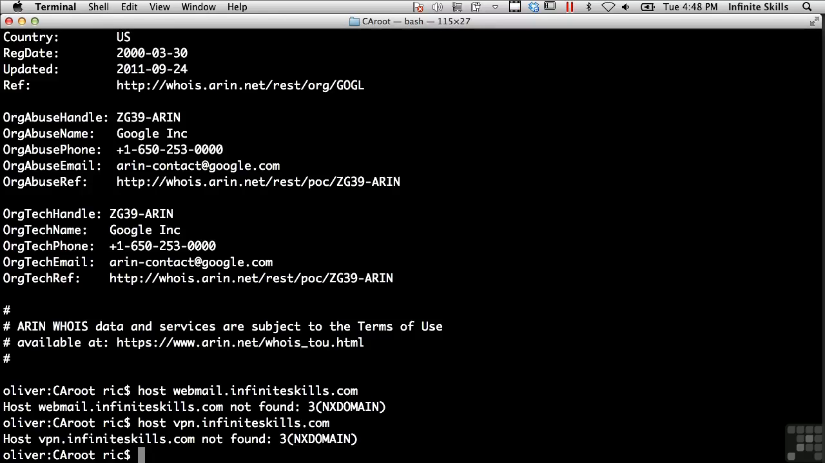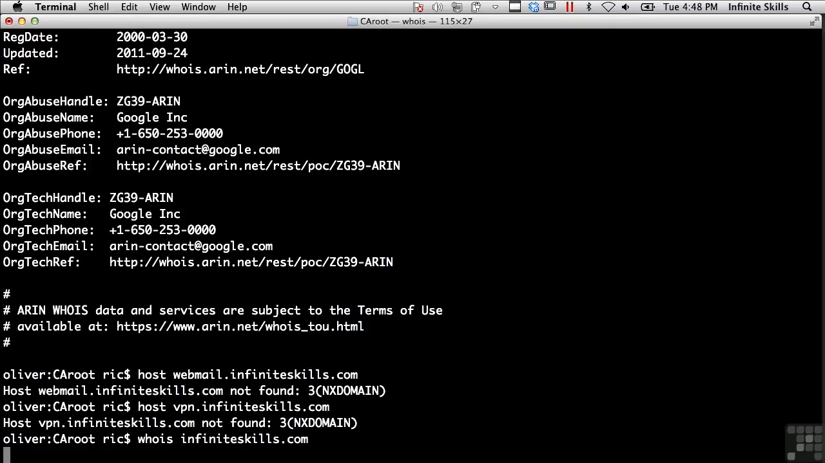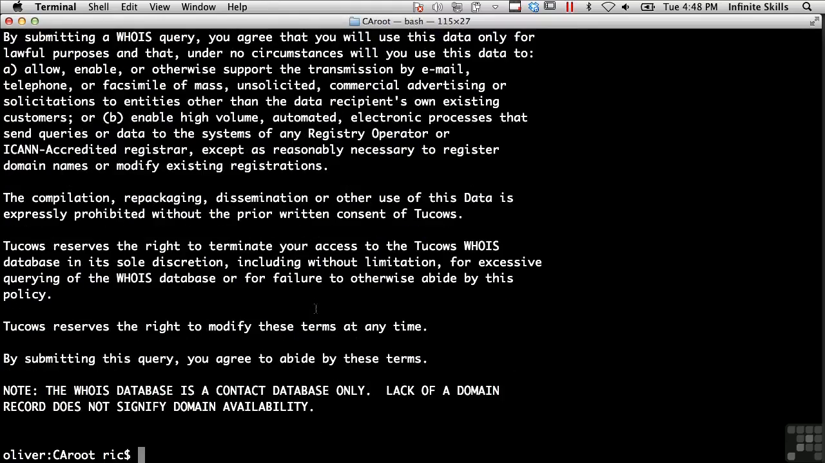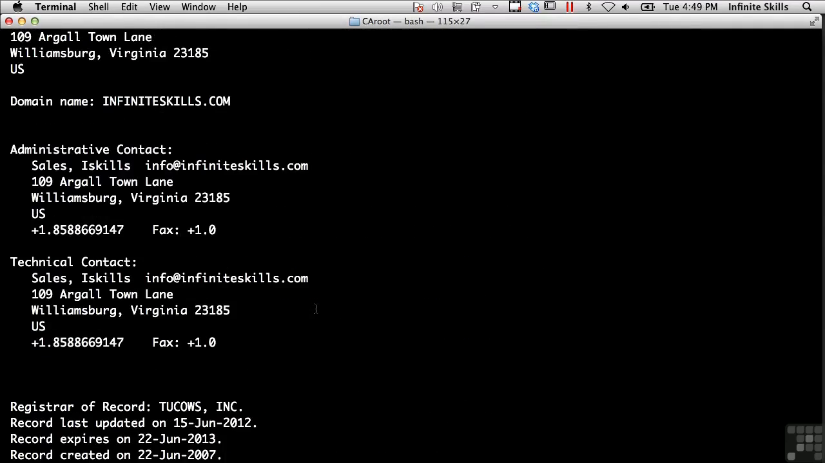The other thing that you can do sometimes is, if I did a whois infiniteskills.com, sometimes in the contact information you may find that their email address refers to a different domain name, and you can use the same techniques that I've just demonstrated here against that domain name in order to figure out whether it's related to the target that you've been given. And if it is, you start chugging away with finding all of the information that you can about that.